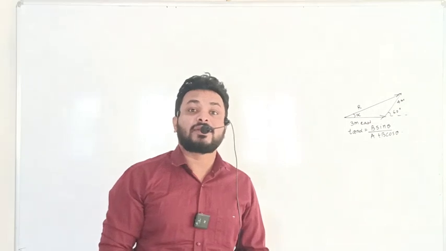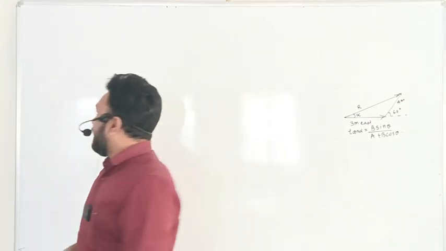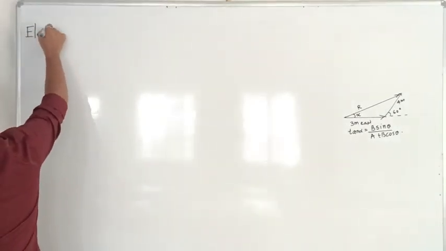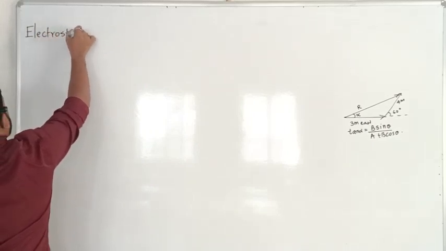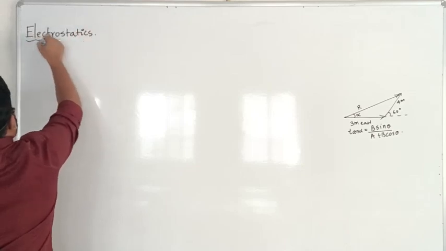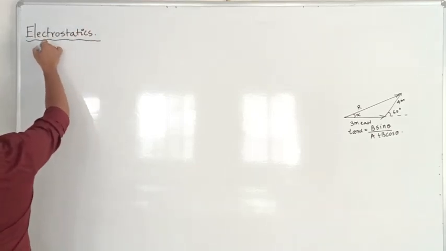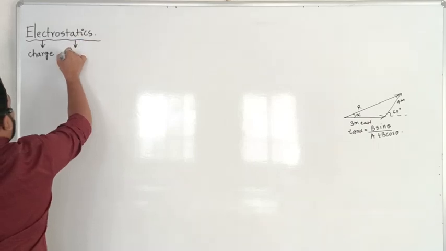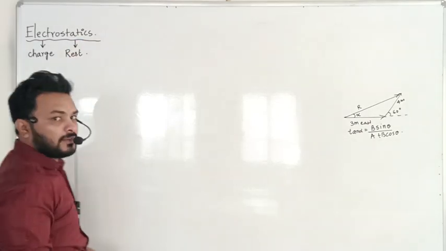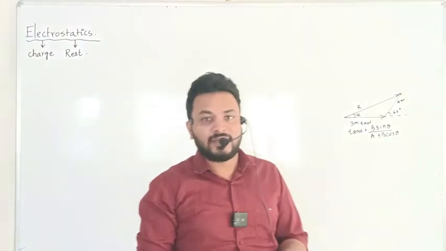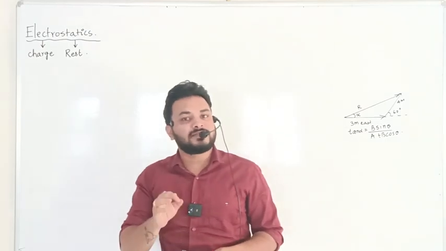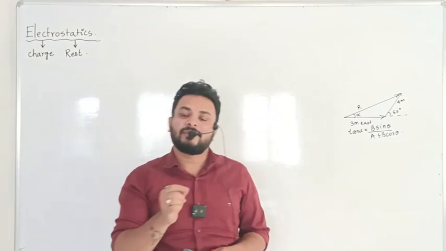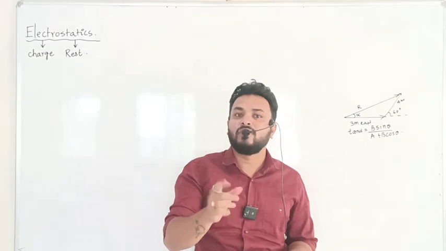Now we will start the electrostatics part, right? See, electro means charge. Static means rest condition. Understood? So electrostatics is a branch of physics which deals with charges at rest. What do I mean by electrodynamics? Electrodynamics is a branch of physics which deals with charges in moving condition.